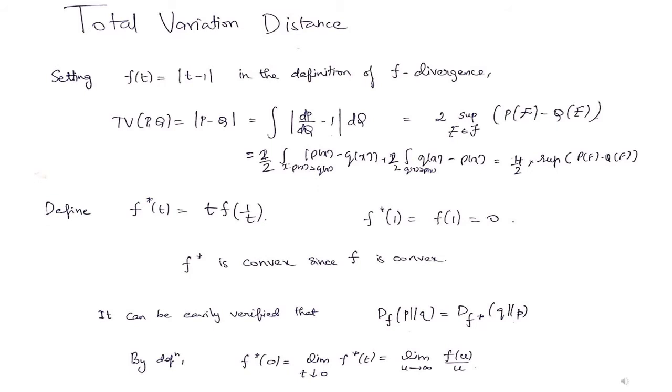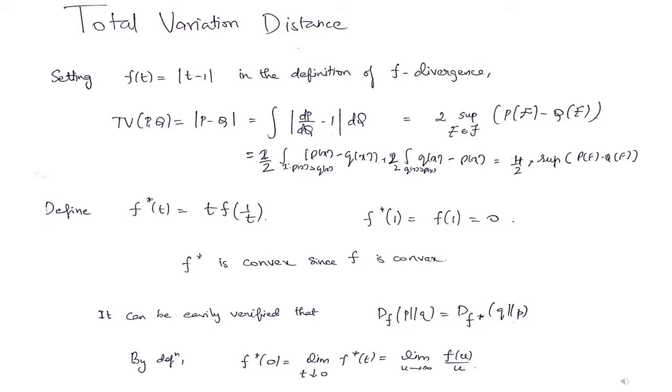Now let us try to view it in a totally different way. Let's split the integral such that the first part corresponds to all x's such that p is greater than q, and the second part corresponds to all x's such that q is greater than p. This is easily equivalent to 2 into the supremum of p minus q over subsets. So now we have another way of looking at this. It can be looked at as the maximum difference between the probabilities they assign on a subset of the sample space.